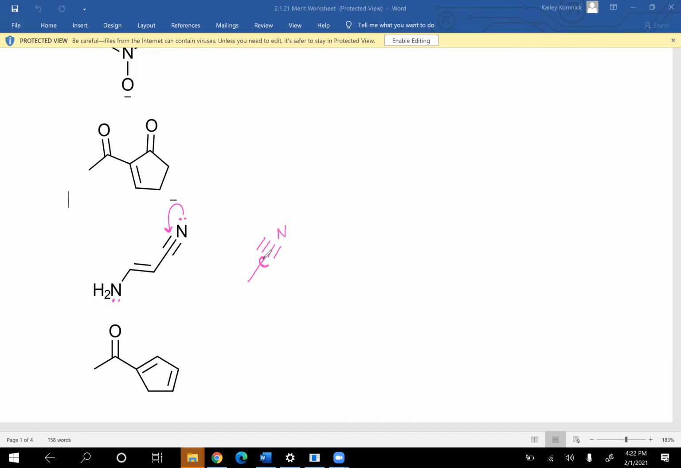And then this poor carbon has 10 electrons, so it exceeds the octet. So this was a failed attempt. This is not going to work. I have to start at the other nitrogen, and that's okay.